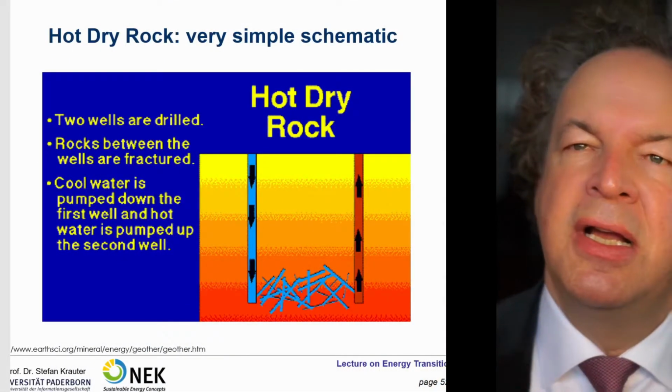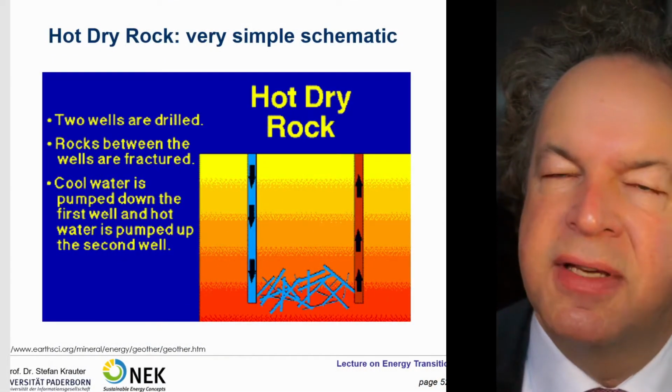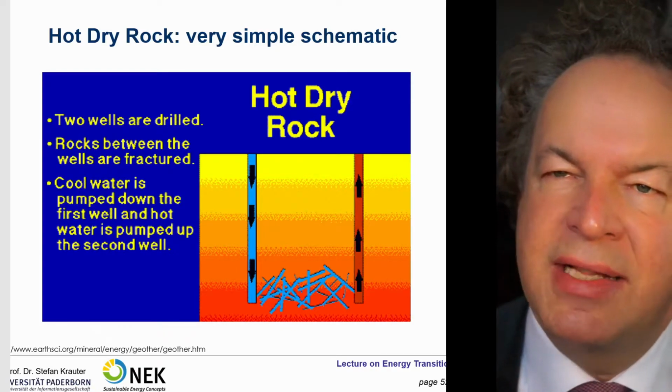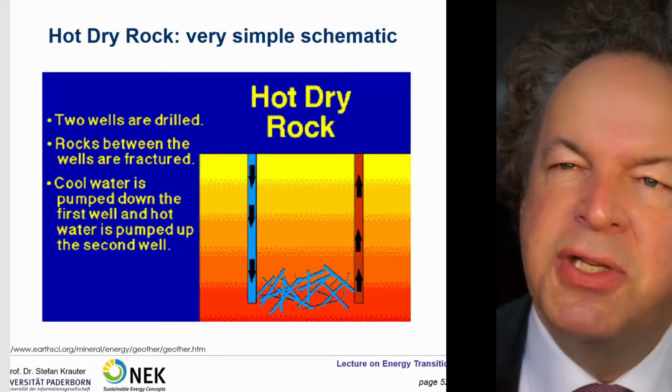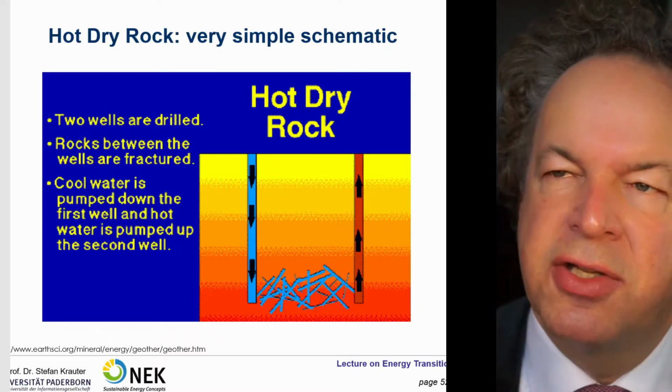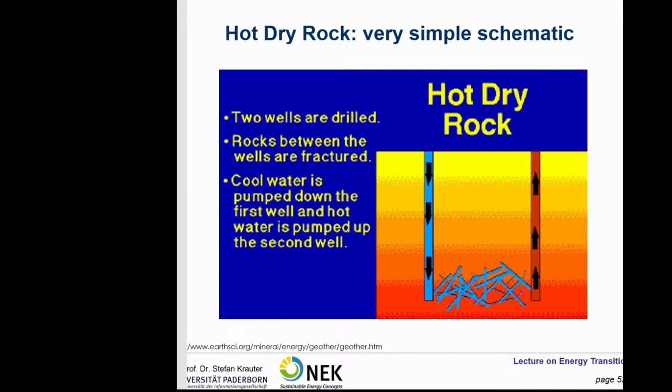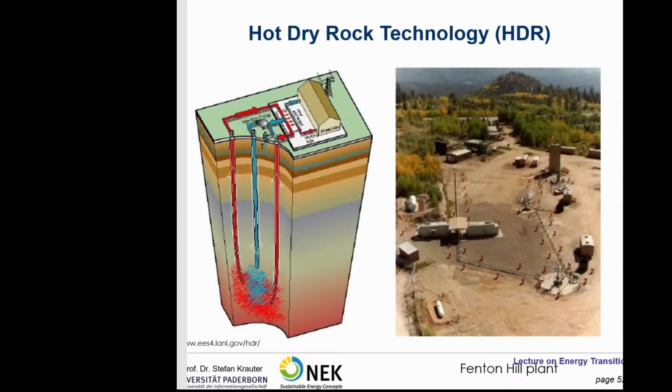Let's talk about the hot dry rock schematic. In very simple words, you drill 2 holes, 2 wells. The rock between the wells has to be fractured, and there has to be hydraulic conductivity, so the cold water can flow to the extraction well, and hot water is pumped up on the second well. It depends on the local conditions, so you have to find out which material is down there. So here is hot dry rock technology, also another scheme of that and a photo.